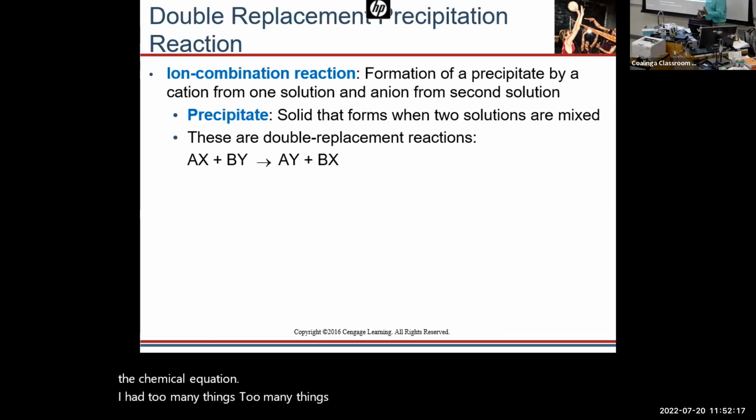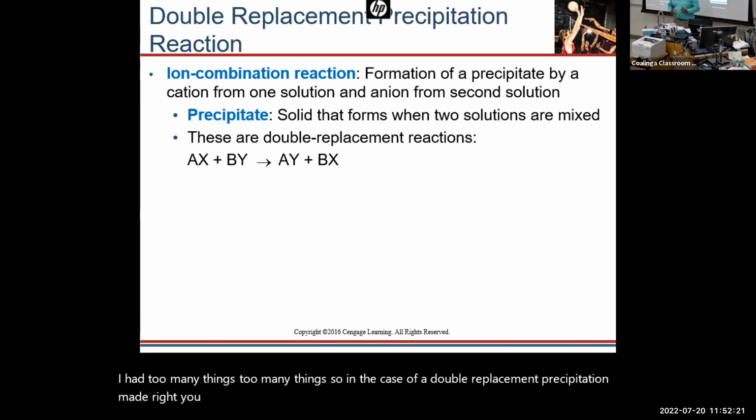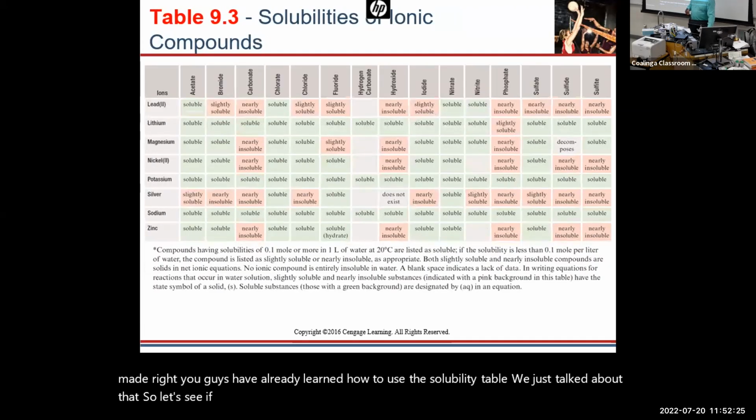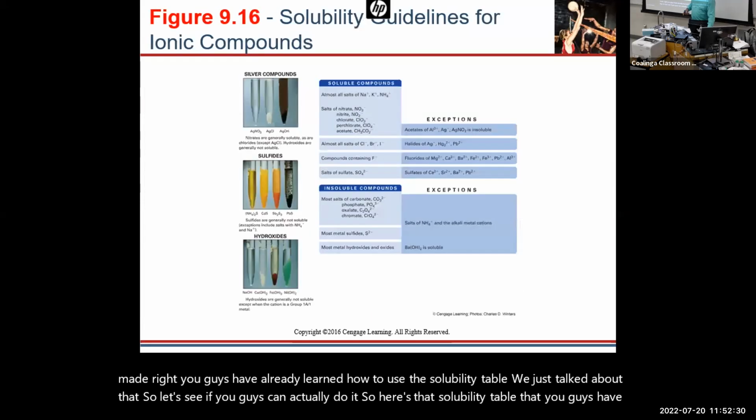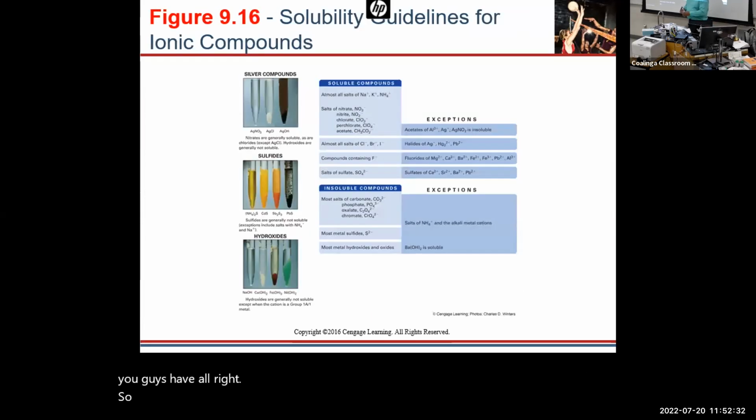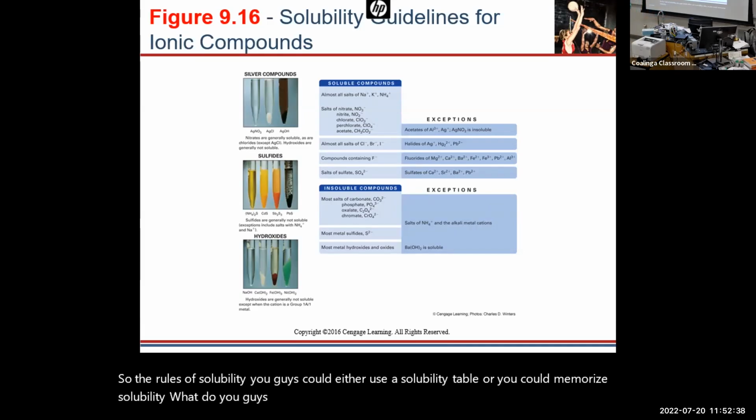So in the case of a double replacement and precipitation reaction, you guys have already learned how to use the solubility table. We just talked about that, so let's see if you can actually do it. Here's that solubility table that you have. You can either use the solubility table or you can memorize the rules of solubility. But these are the rules of solubility.